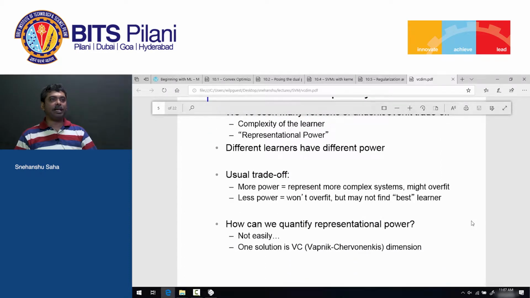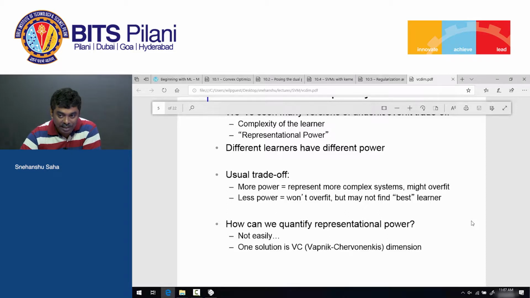But the question is, once again, as we have seen in regularization and soft margin in SVM, you really do not try to manipulate your separating hyperplanes too much in order to accommodate new data points, right? You will probably try to do a soft margin regularization. So more powerful learners might overfit, right? Less powerful learners may not be able to classify well. Okay, so the question is, how do we quantify representational power?